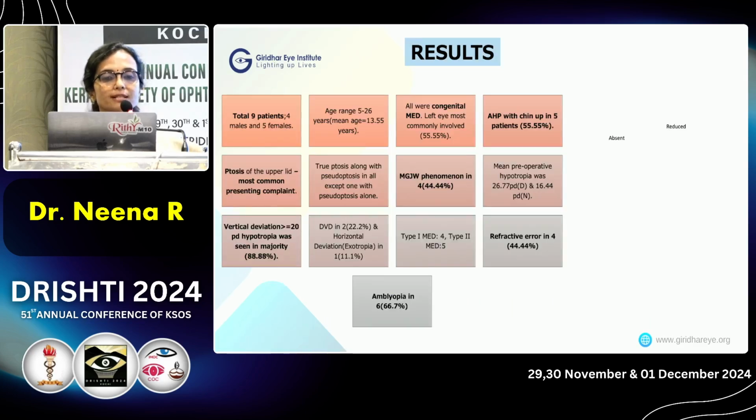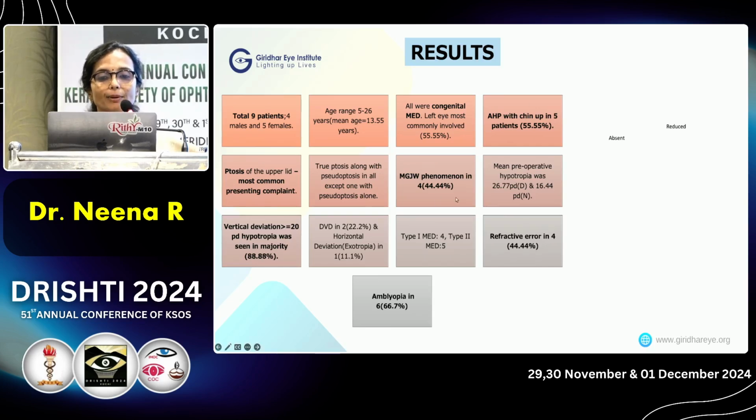Coming to results, we had a total of 9 patients, slightly more females. Most of them were in the younger age group, with a mean age of 13.55. All were congenital MEDs. Abnormal head position was seen in about 55.5% of patients. Ptosis was the most common complaint. Marcus-Gunn jaw-winking was seen in about 44.4% of patients.